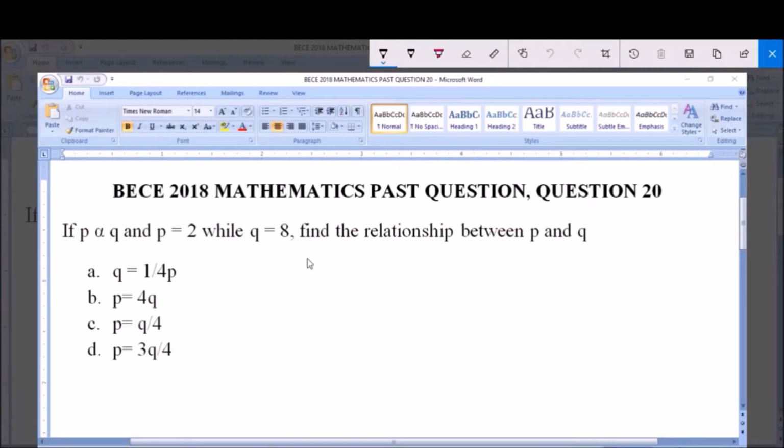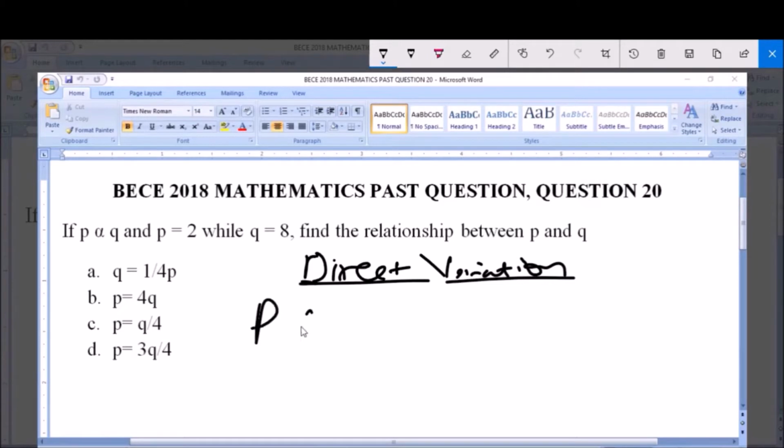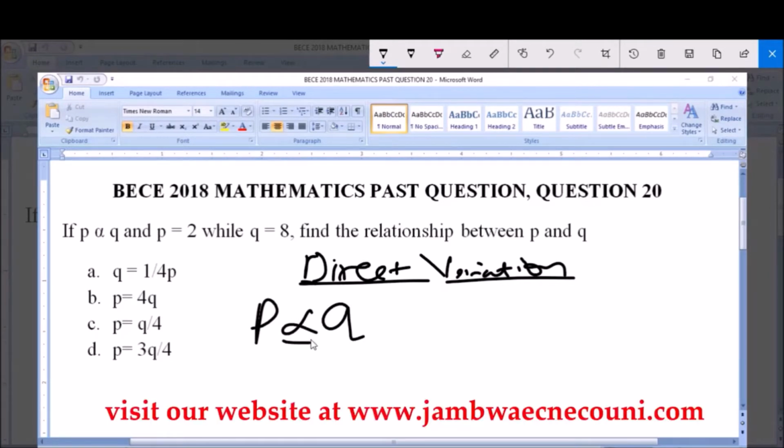Direct variation. We're given a direct variation here. We're told that what? P varies directly with Q. Now this is a what? Proportionality sign, and for us to continue with our solving, we have to change this proportionality sign into an equation sign, and by doing that we introduce our constant.